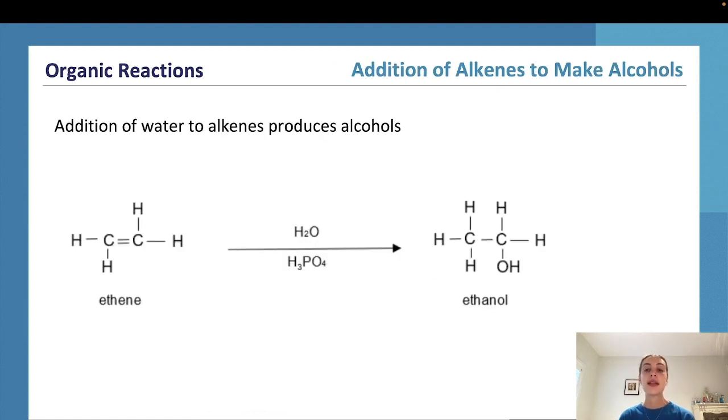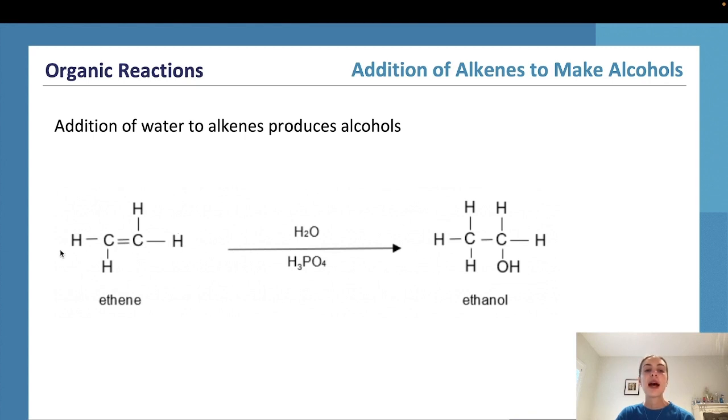The next one we can look at is another addition reaction, where we've got addition of alkenes to make alcohols. In this particular addition reaction, we add water to alkenes in order to produce alcohols. But what we can notice with this here is that we can't just add water as it is, because ethene is fairly unreactive with water, as water is fairly unreactive. So we need an acid catalyst. So we're using H3PO4, just because this is a fairly unreactive acid, but it can be used as a catalyst.